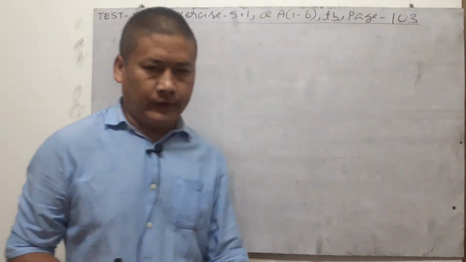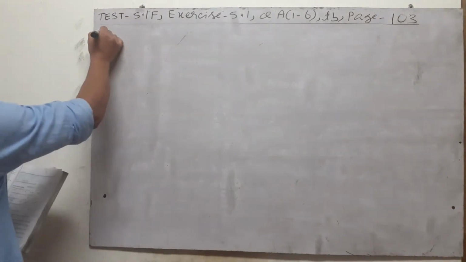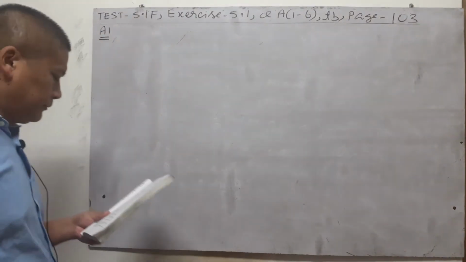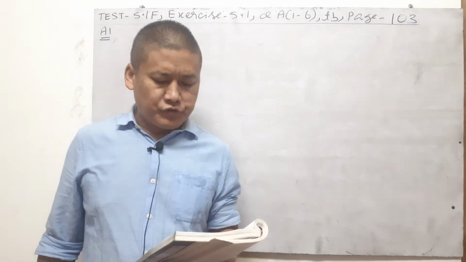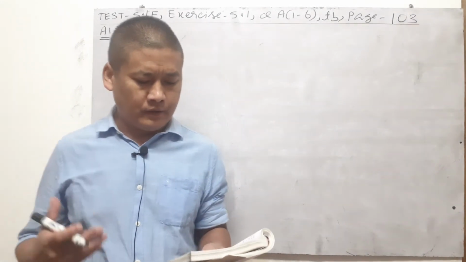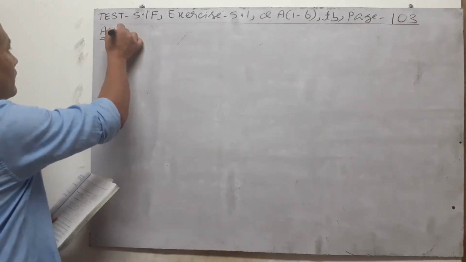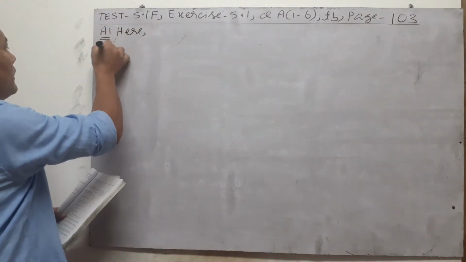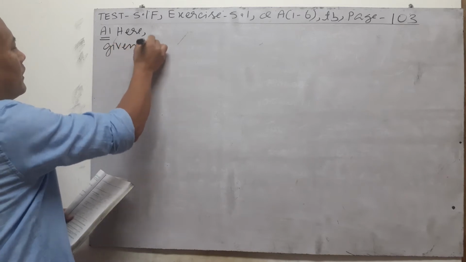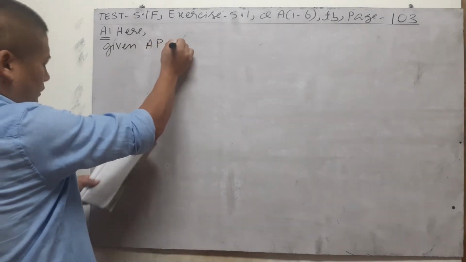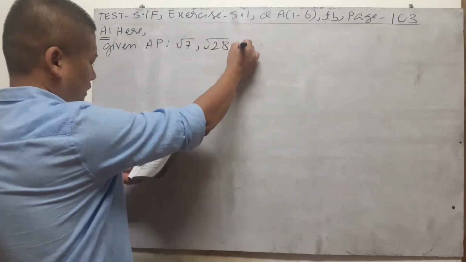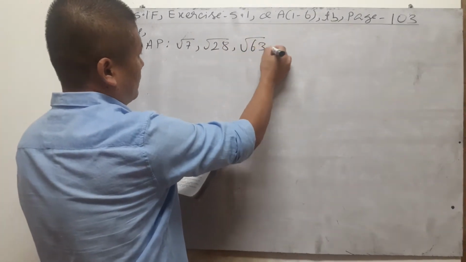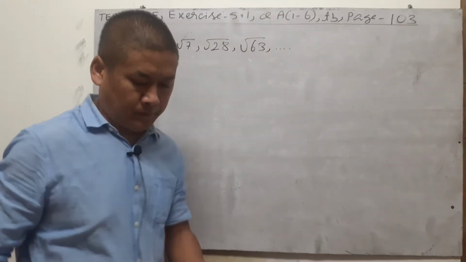The portion. Okay. Read the first question, A1. So here, we have to find the next term of the AP root 7, root 28 and root 63. Very clearly, the given arithmetic progression is root 7, comma, root 28, comma, root 63. So the first three terms are given like this.